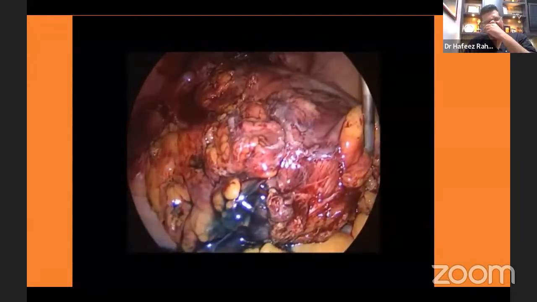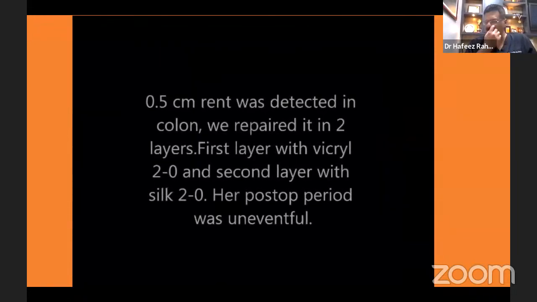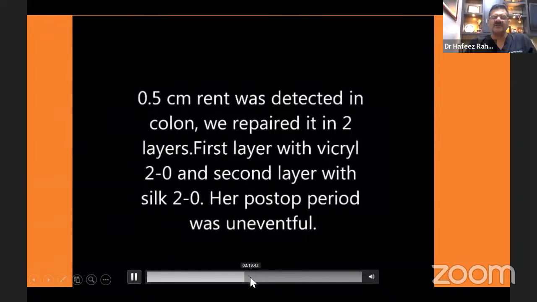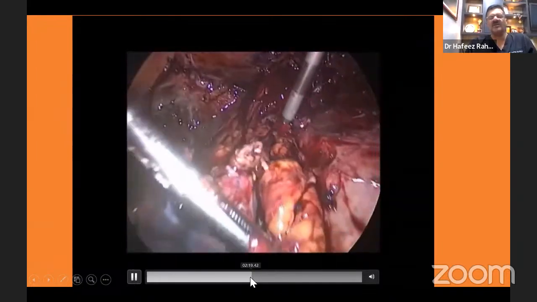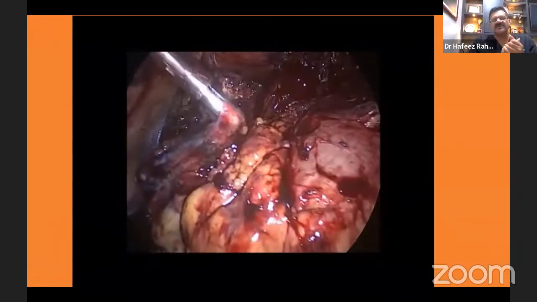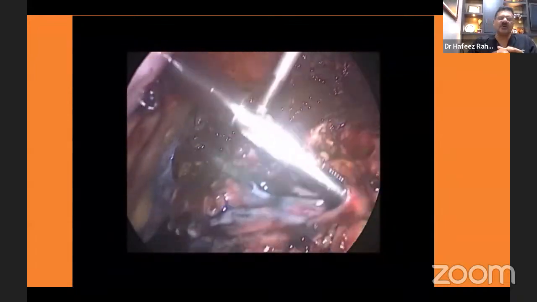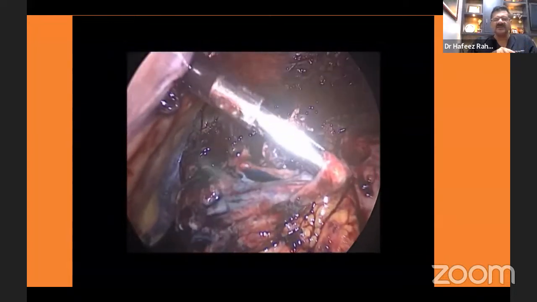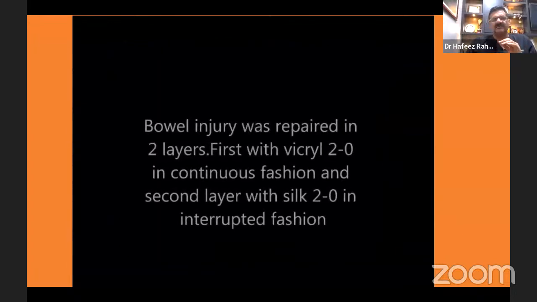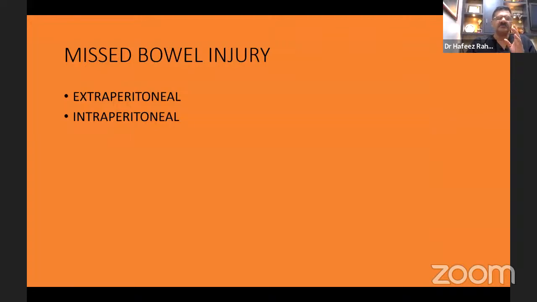If these kinds of things happen, usually the treatment would be closure of the wound, of course, but always combined with a diversion of the bowel, that is a colostomy or an ileostomy. It's very, very important to have a diversion in these kinds of secondary bowel injuries.